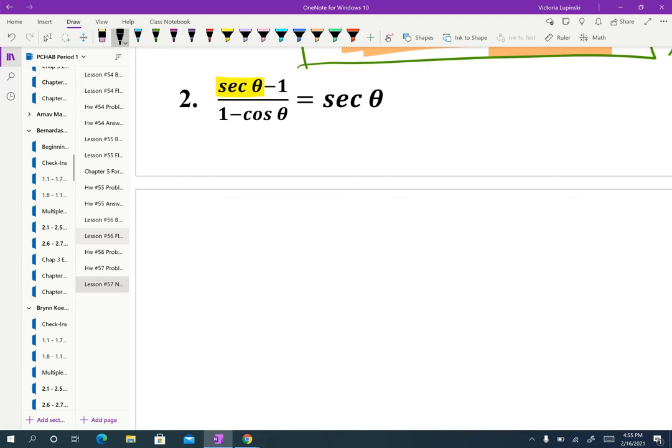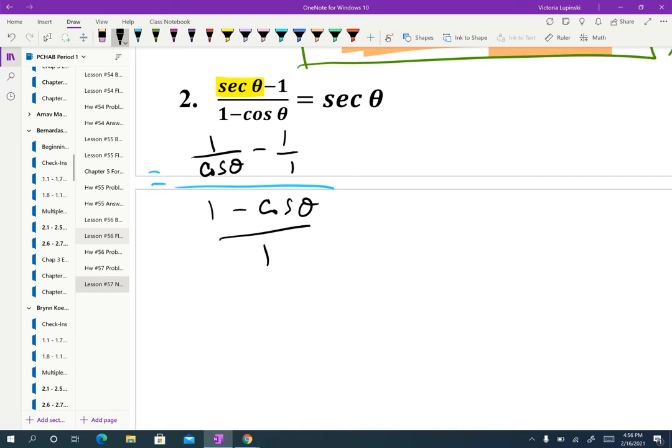So I'm going to go ahead and on the numerator, I'm going to go ahead and rewrite that secant as a 1 over a cosine minus 1 over 1. Again, that is just my numerator. Then here's my big fraction bar. Then my denominator is going to be just 1 minus cosine. Then the bottom is 1 minus cosine over 1.